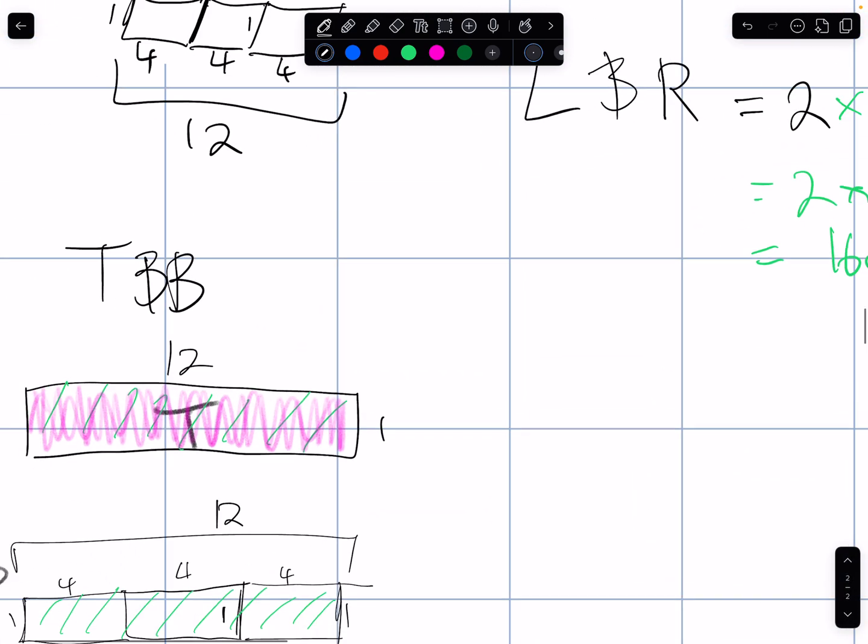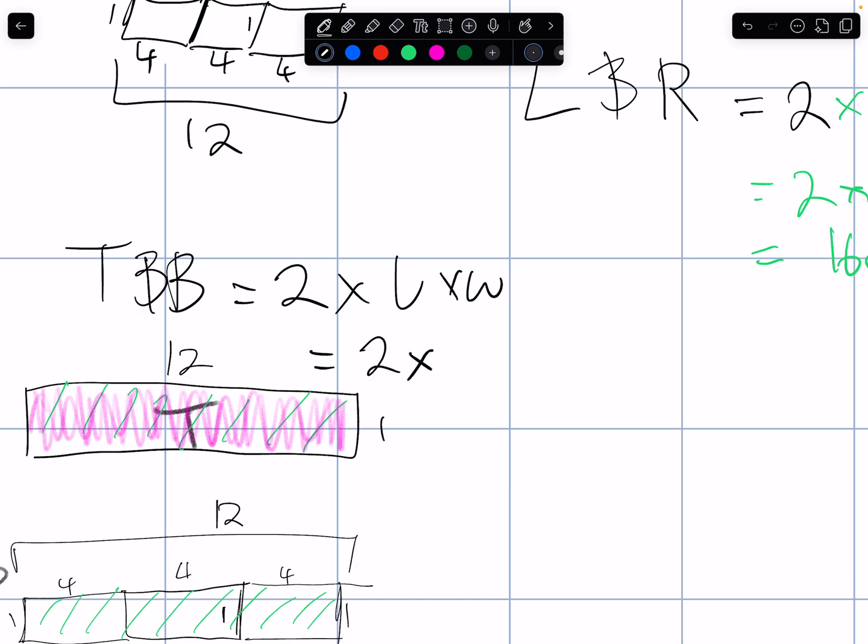Now we have the front, the top, and the bottom. So that is equal to 2 times our rectangle, which we calculated. The area of a rectangle is length times width. Now, we figured out that our length is 12 and our width is 1. 2 times 12 times 1 is 24 centimeters squared.